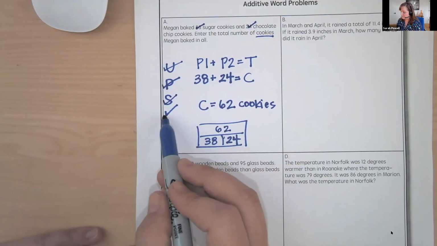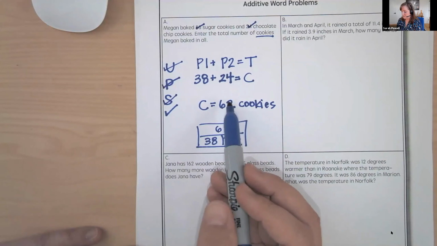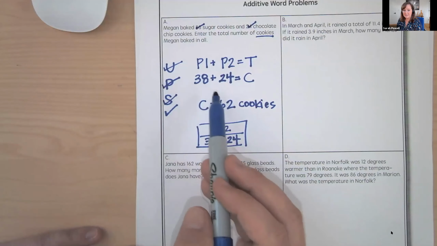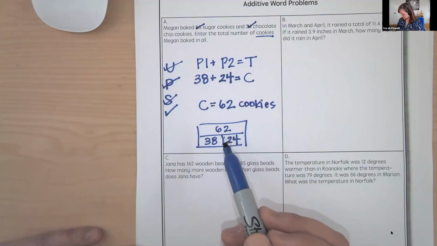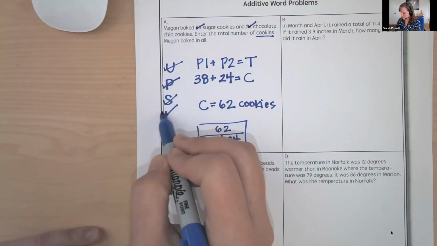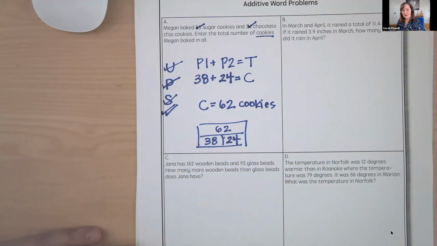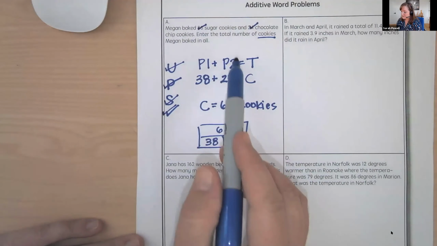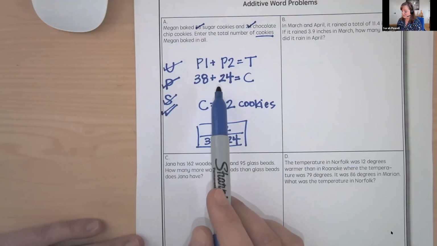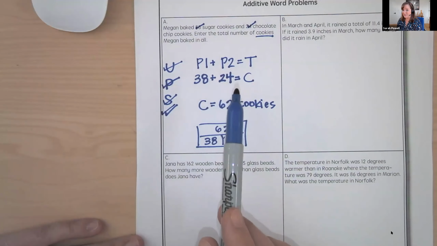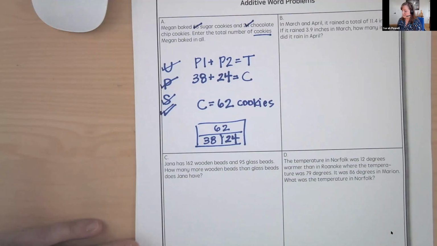So I've solved the problem and now I want to check my work. So we could do 62 minus 38, 62 minus 24, does that equal 38? There's lots of different ways that we can check our work, but at the end, students check the check mark to show that they have checked their work. So that's a generalized process for working through a pretty simple total problem. Remember, we're starting simple so that we can build to more complex problems.